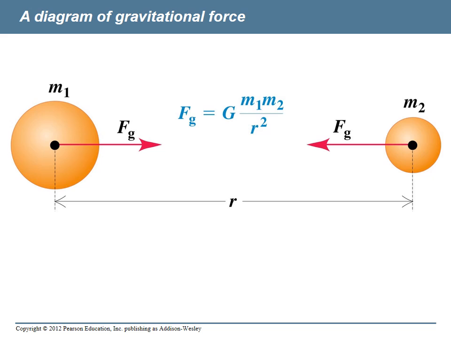It's important to note that Fg here is the same as Fg here. It's the same magnitude of force. This force of gravity would make m1 move to the right, and it would make m2 move to the left. It would make them move towards each other as an attractive force.